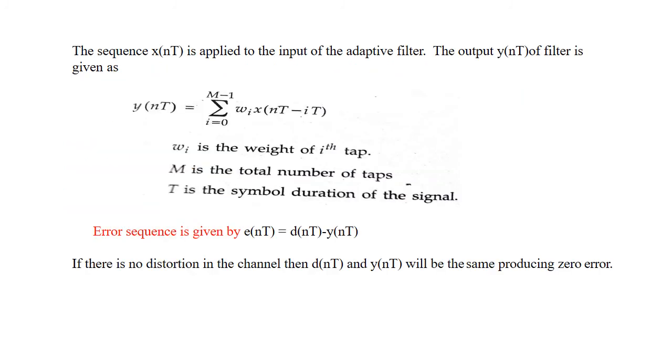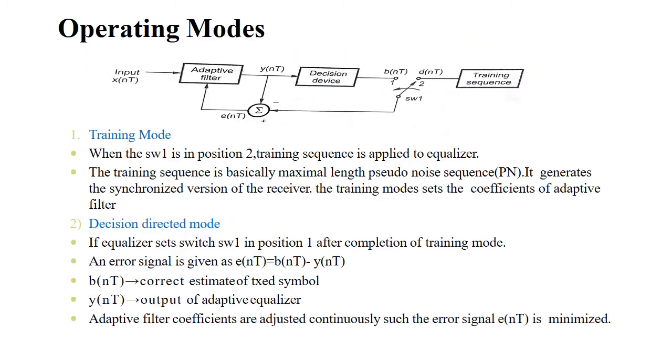Noise and echo removal occurs. So here y(nT) is equal to the summation, i equals 0 to M minus 1, of w_i x(nT minus iT). Here w_i is the weight of the ith tap, M is the total number of taps, and T is the symbol duration. The error sequence will be e(nT) is equal to d(nT) minus y(nT). If there is no distortion in the channel, then d(nT) and y(nT) will be the same, and it will produce zero error.